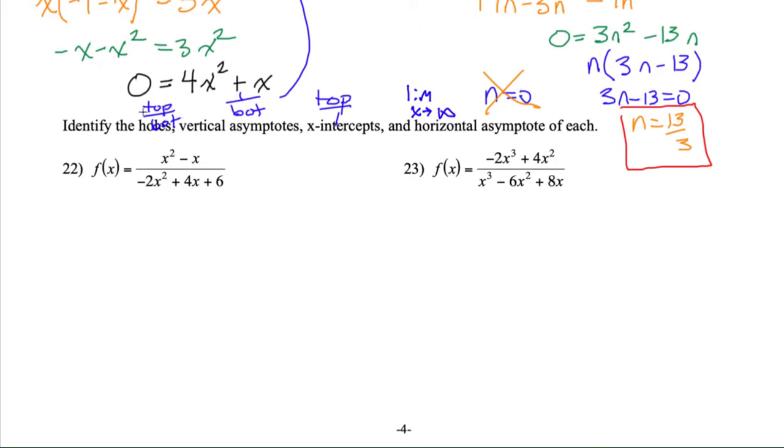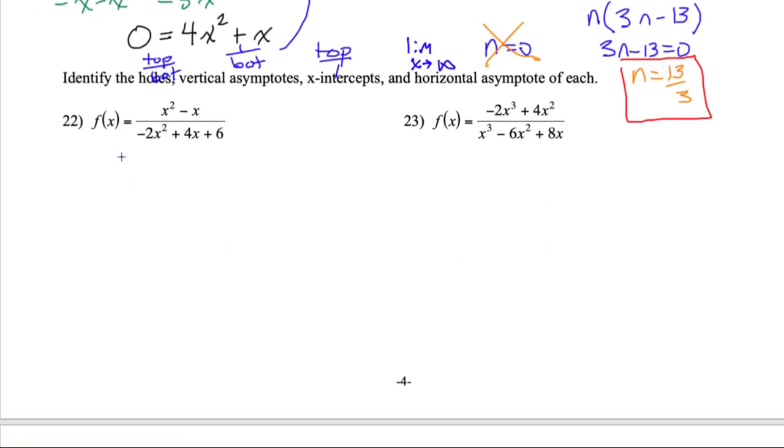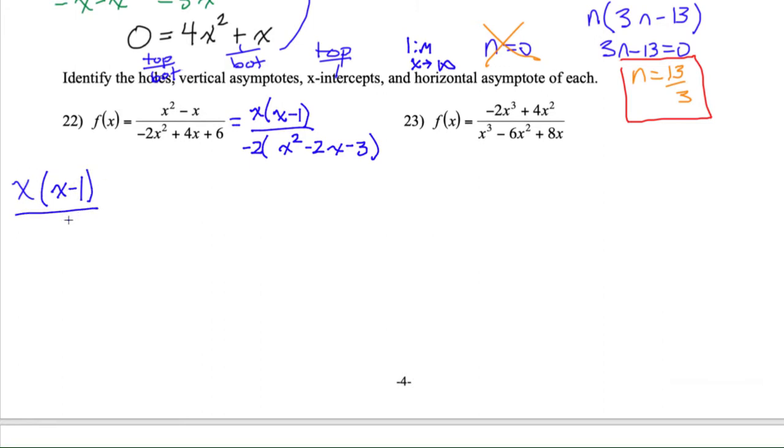All right, so we have to do 4 things for each of these problems, which is kind of a lot. So I'm going to go ahead and factor this guy. If I factor out an x, I'm left with an x minus 1. On the bottom, I'm going to factor out a negative 2, and I'm going to be left with an x squared minus 2x minus 3. I need to now do a ninja star on this guy, so my new f of x is, I'll do it over here, x times the quantity of x minus 1 on top. And on the bottom, I have still the negative 2, and then after doing the ninja star, I'm going to have x minus 3 and x plus 1.